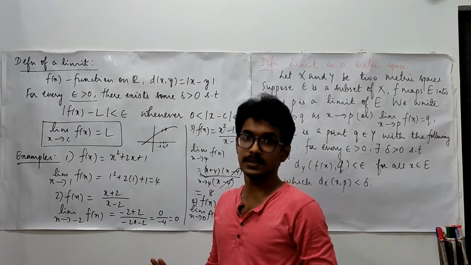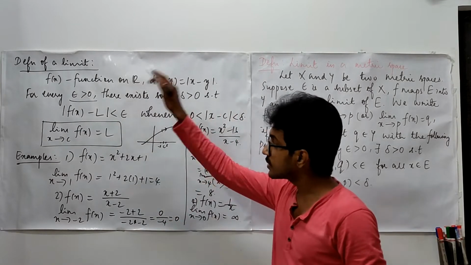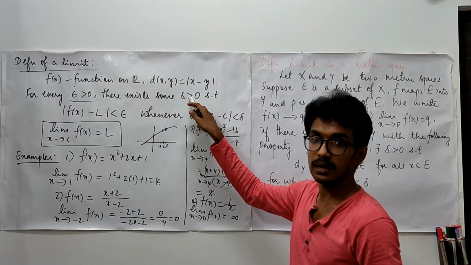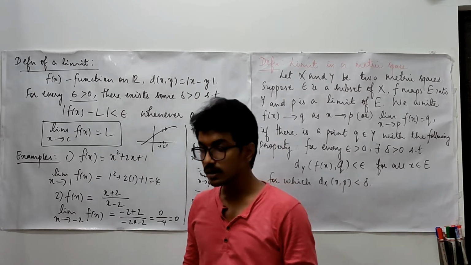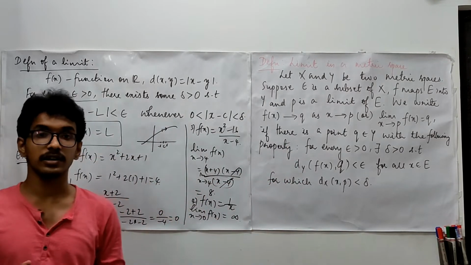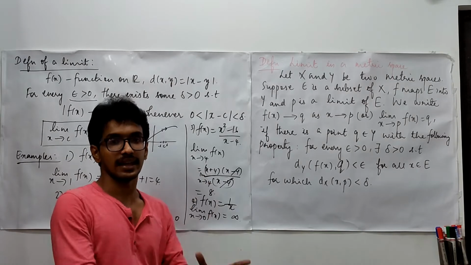First you have chosen epsilon, and based on that epsilon you are choosing some delta. That delta condition must give you the epsilon condition, right? So this is the definition of a limit on the real line.